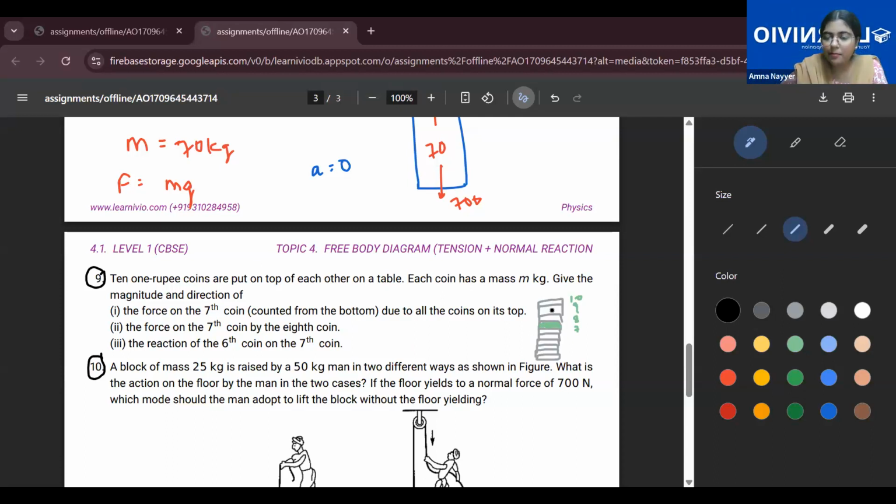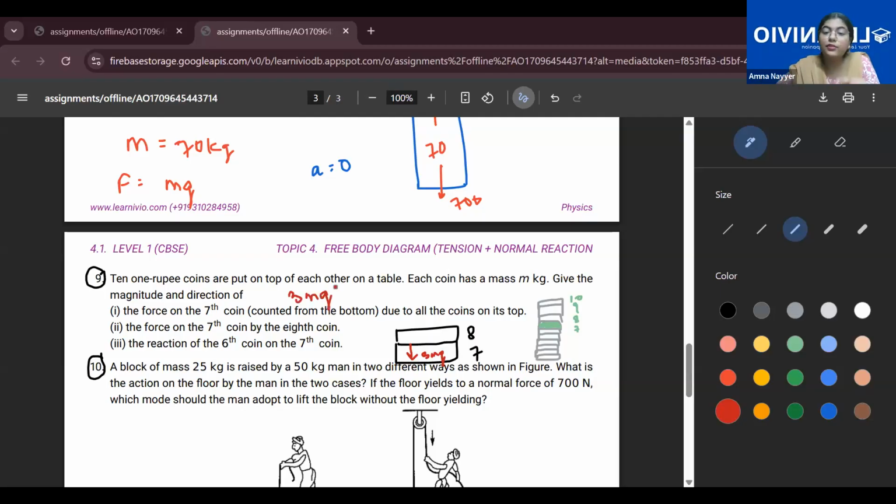So it will be m plus m plus m. 3 mg will be acting. If I draw closely the force on the 7th and 8th, this is how it would look. This is the 8th, this is the 7th. See here, 8 will be exerting 3 mg downwards like this. So what's the force on the 7th? It's straight away 3 mg.